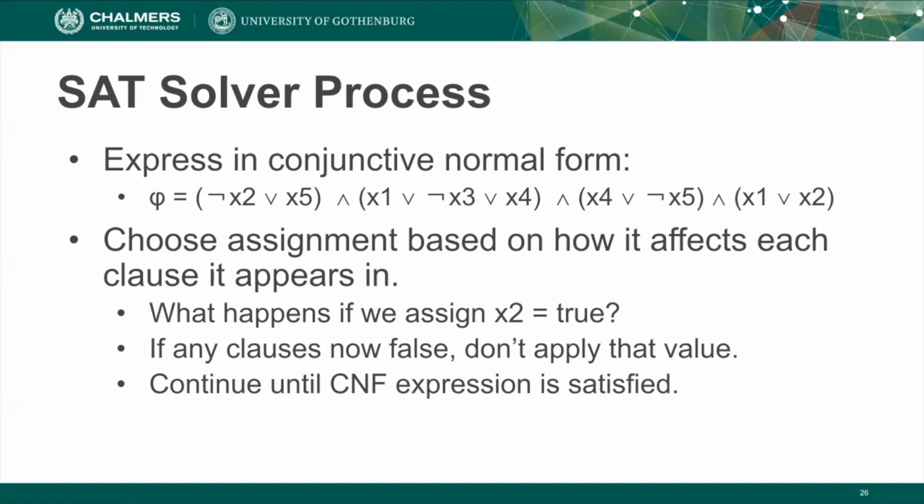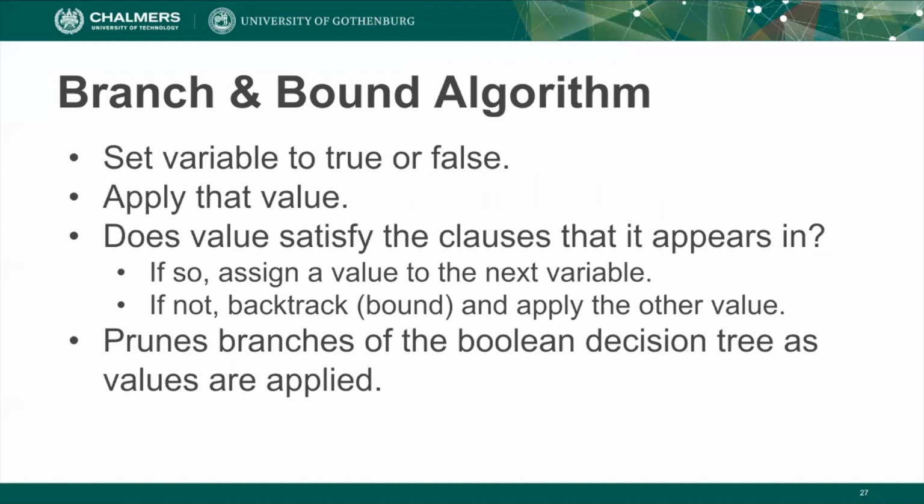So let's talk about each of those quickly. Our first complete search algorithm is the branch and bound algorithm. This algorithm is conceptually simple. Set a variable in the Boolean formula to a particular value, apply that value to the formula, and check to see if the value satisfies all of the clauses that it appears in. If so, assign a value to the next variable, and so on. However, if setting a value unsatisfies a clause, then a backtracking step, a bound, is initiated, and the other possible value is applied. This process prunes branches of the Boolean decision tree.